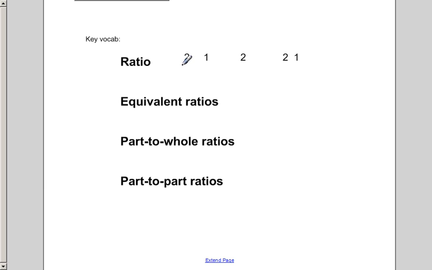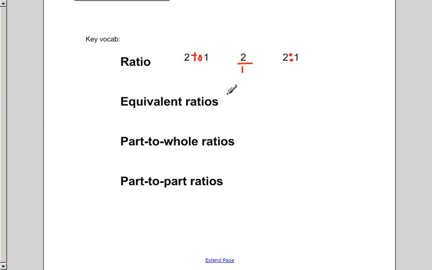So there are a few ways we can express a ratio. We could say the ratio of boys to girls is 2 to 1. We could write it as a fraction. The ratio of boys to girls is 2 to 1. Or you may have seen the colon here. They all mean the same thing.